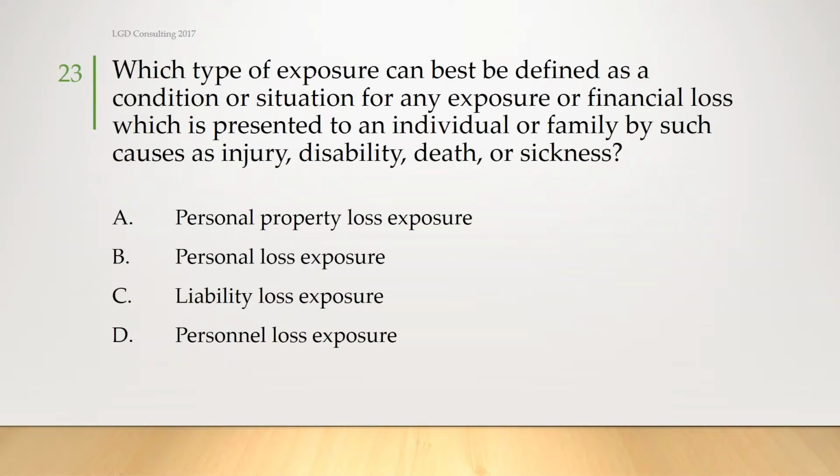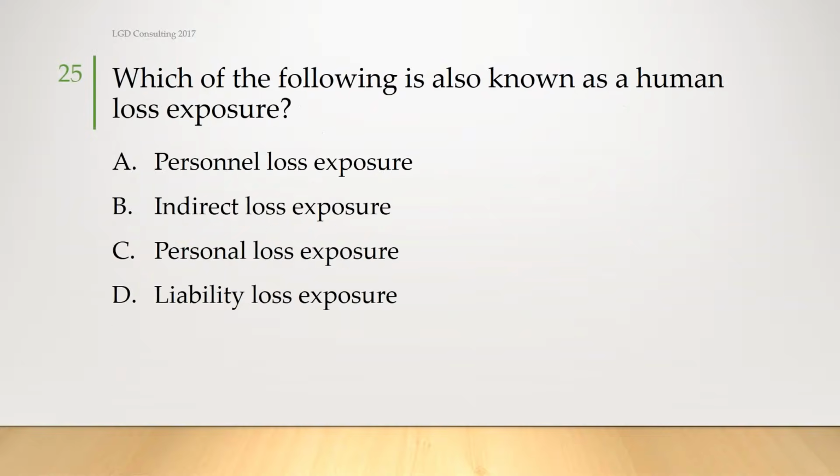All right. Which type of exposure can best be defined as a condition or situation for any exposure or financial loss which is presented to an individual or family by such causes as disability, death, or sickness? And if it's family, that's personal. They're not property, right? That's family. That's personal. So the question may change. Which of the following is also known as a human loss exposure? That would still be personal. All right, think of family again.